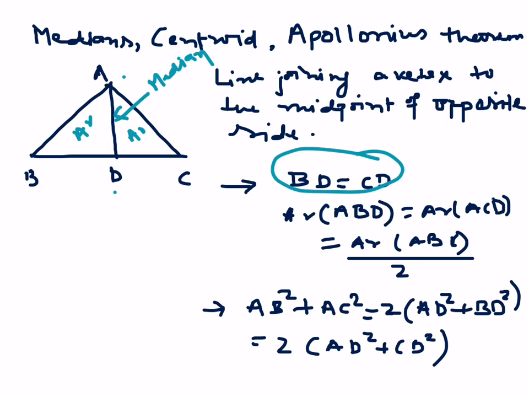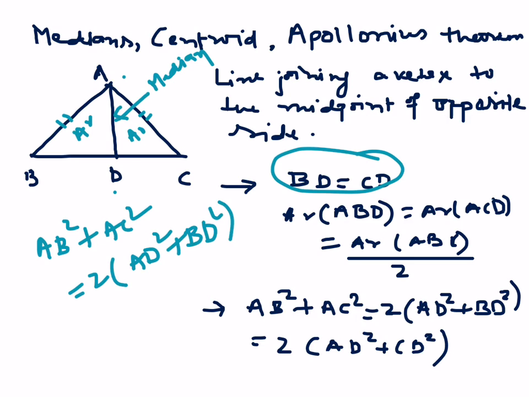So these are very important. Also, when I draw a median, I can apply Apollonius theorem. What exactly does Apollonius theorem do? It connects the length of medians to the length of other sides. So if you are drawing a median AD, the lines surrounding AD are AB and AC. So AB square plus AC square, the surrounding lines of that median, is equal to 2 times the median square, the median we have drawn, and the BD square.